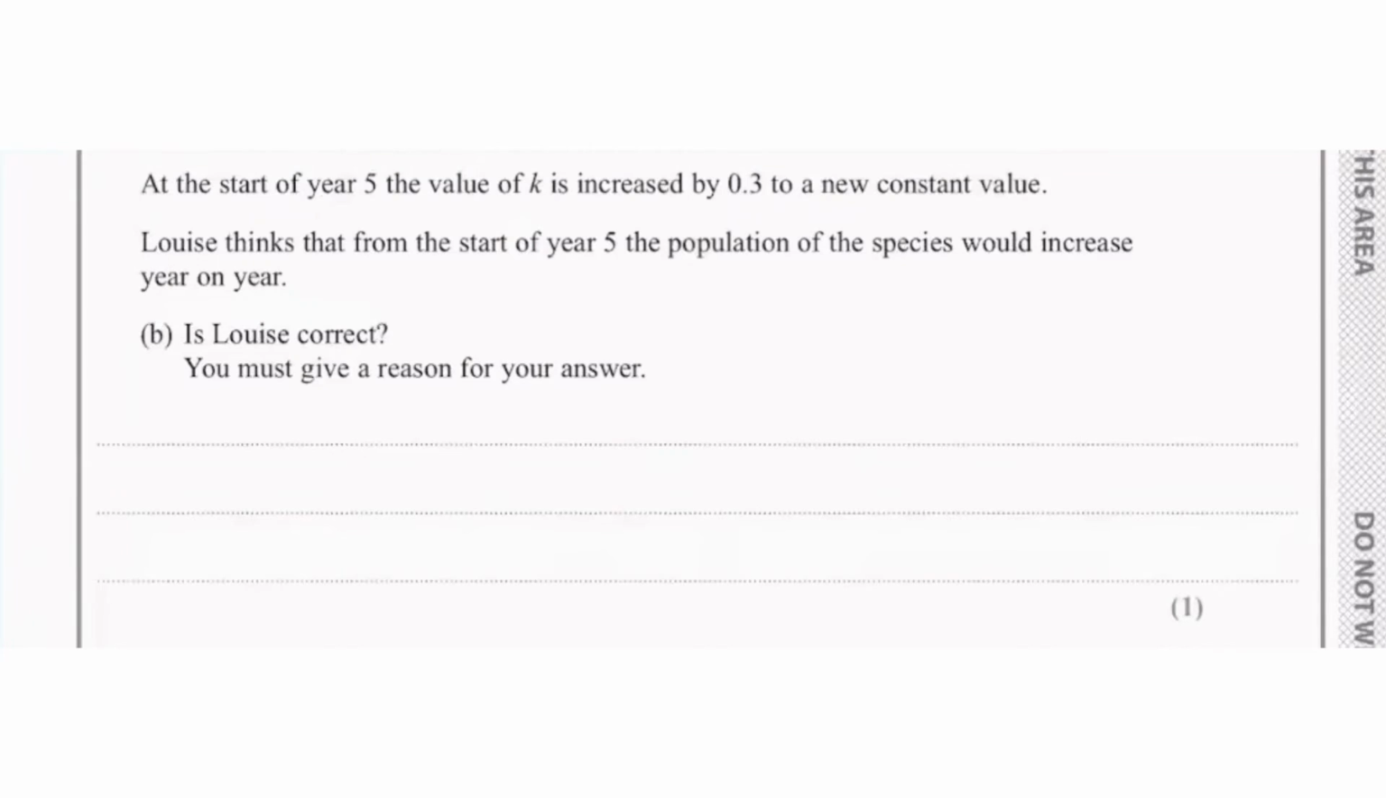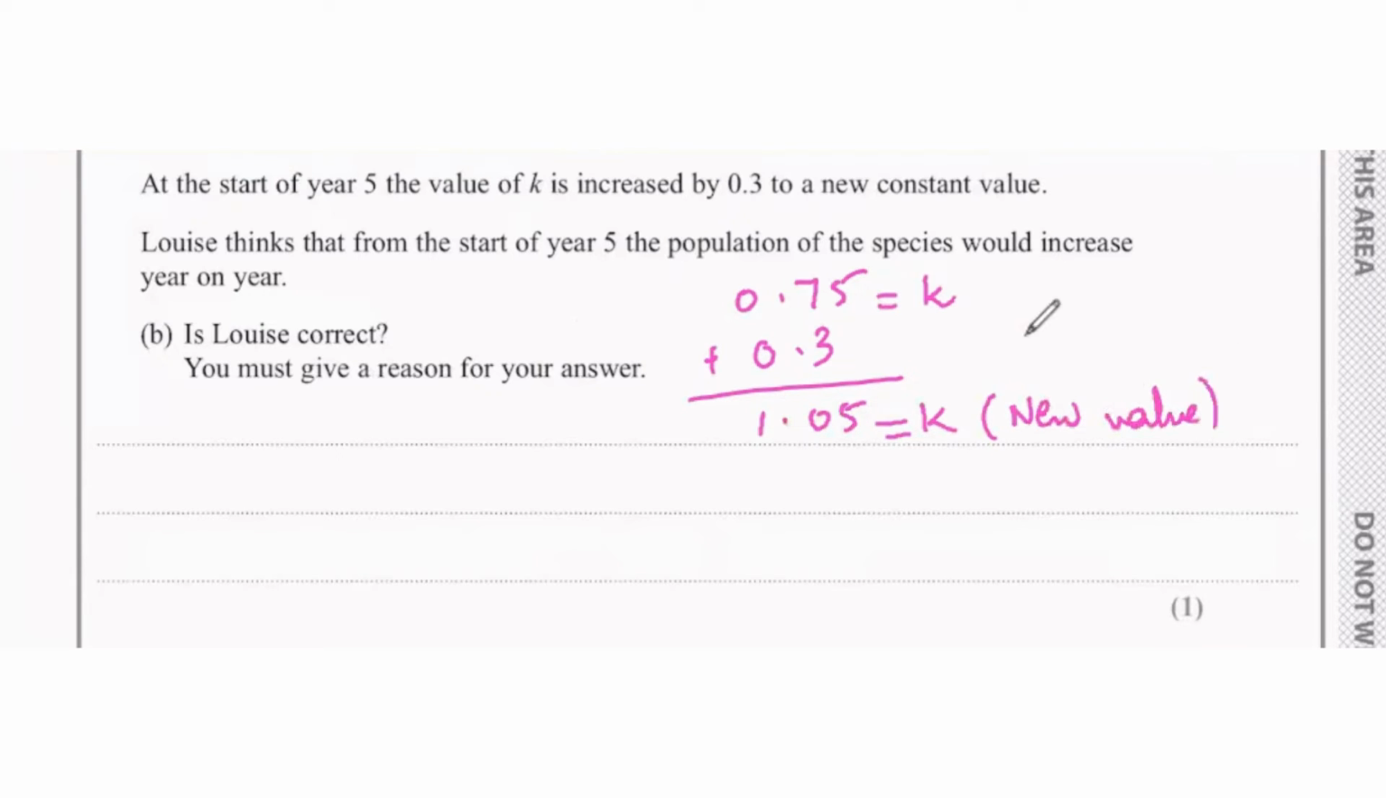At the start of year 5, the value of k is increased by 0.3 to a new constant value. Louise thinks that from the start of year 5, the population of the species would increase year on year. Is Louise correct? So previously we had 0.75 as the value of k. If that's increased by 0.3, that's going to become 1.05. That is the new value of k.